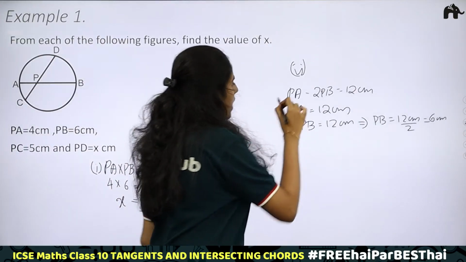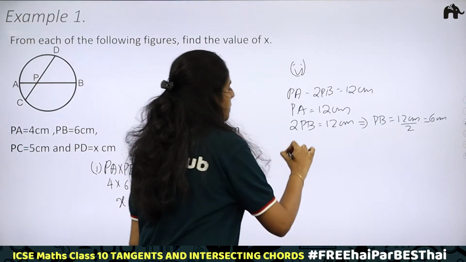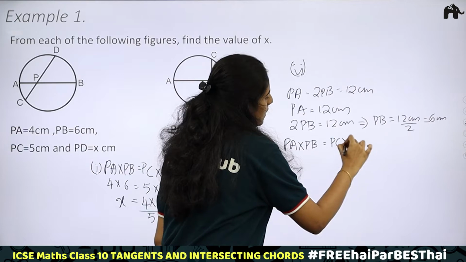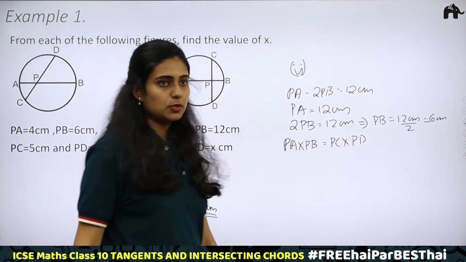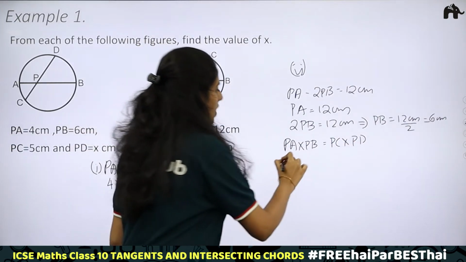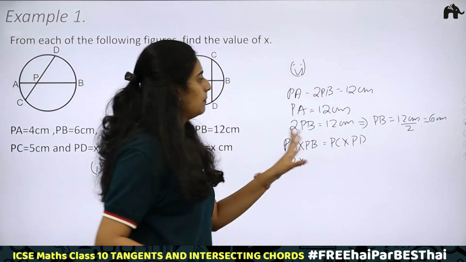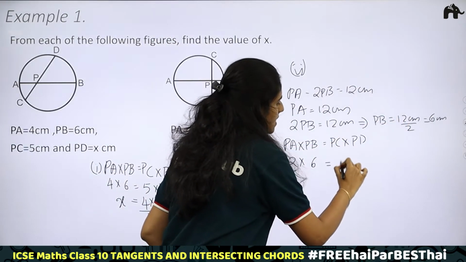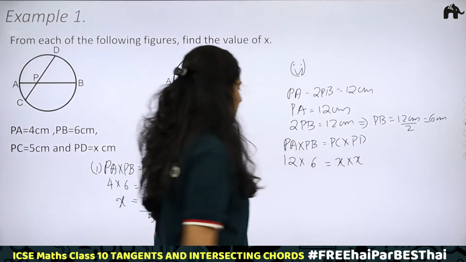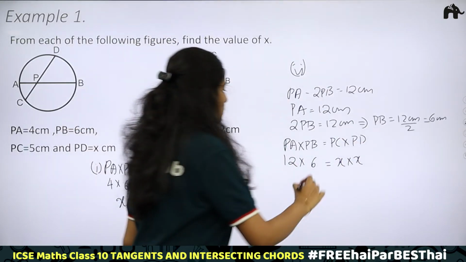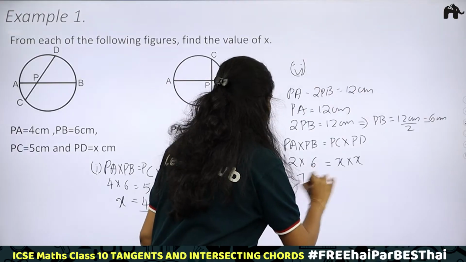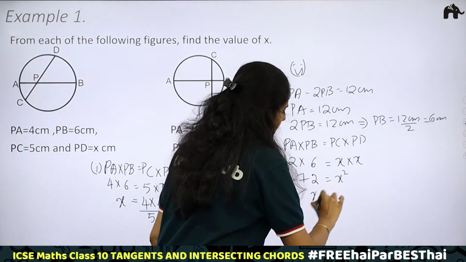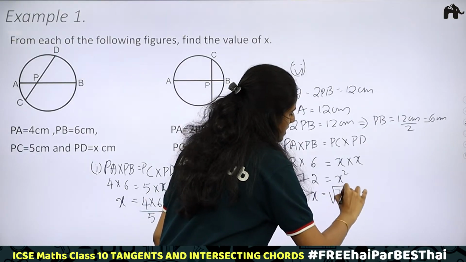So according to the theorem, we will have PA into PB is equal to PC into PD. Put the values. PA is 12 into PB is 6 is equal to PC is x and PD is also x. 12 into 6 will give 72 equal to x square, and x is equal to root of 72.